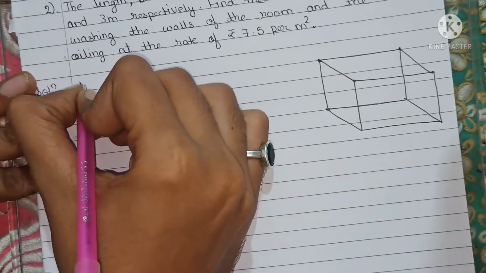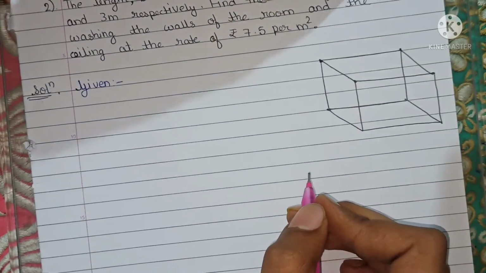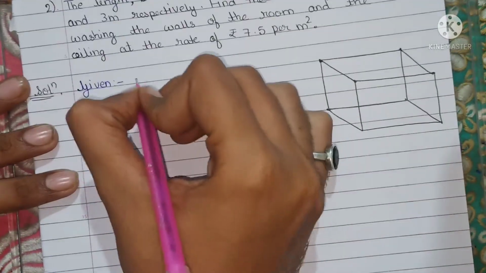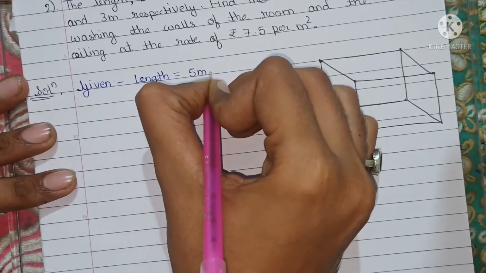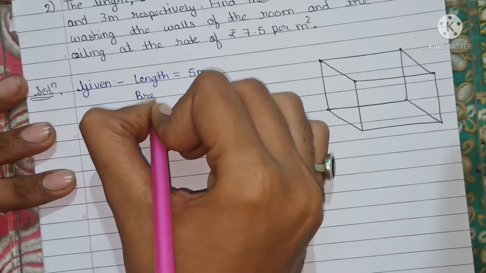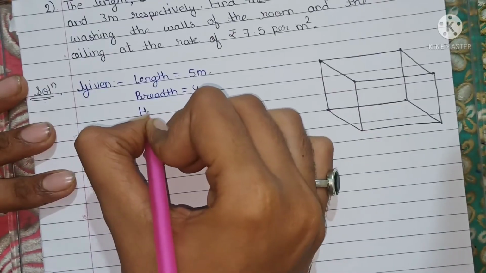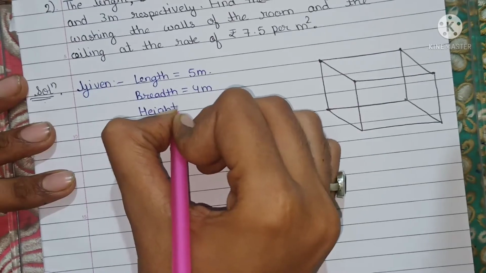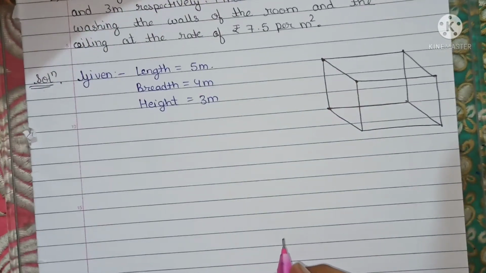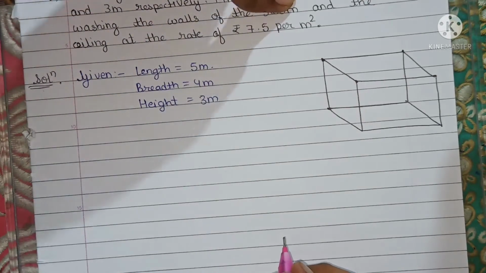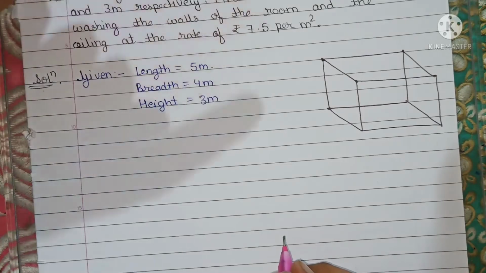In the second question, it is given a room of length, breadth and height 5 meter, 4 meter, 3 meter respectively, which means the length is 5 meter, breadth is 4 meter and height is 3 meters. Now find the cost of whitewashing the walls of the room and the ceiling at the rate of 7.5 per meter square. We have to find the cost of whitewashing it.